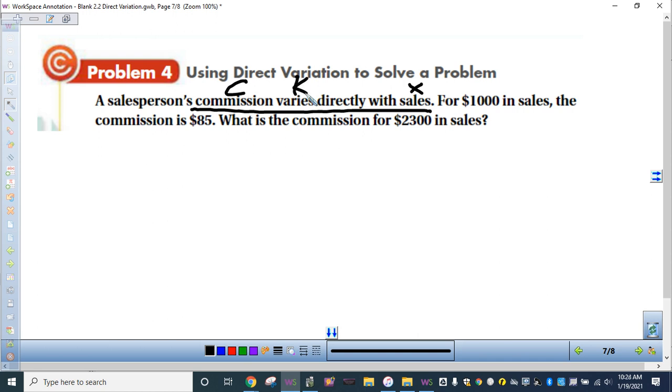Okay, so we're starting to read and underline now. So we're identifying some variables. You have 1,000 in sales. Commission is 85. And we want to know what the commission is for 2,300 in sales. So you've got to write down almost the entire problem. But these are good sorts of problems to put down because they're straightforward and I find that students can solve them accurately. Get this one right on your quiz.